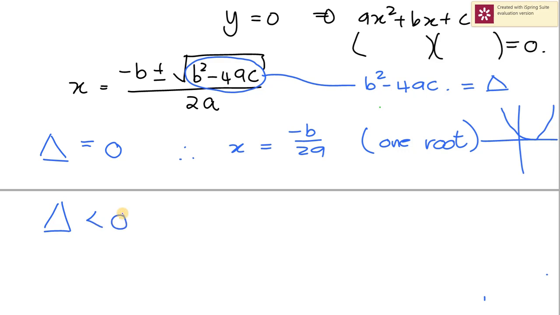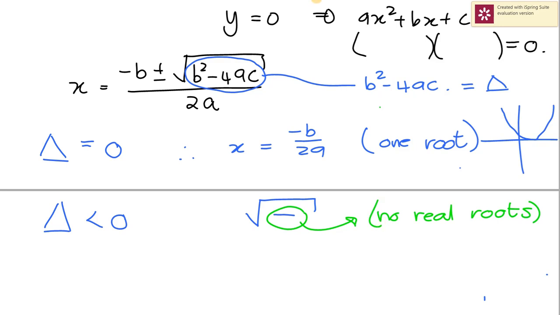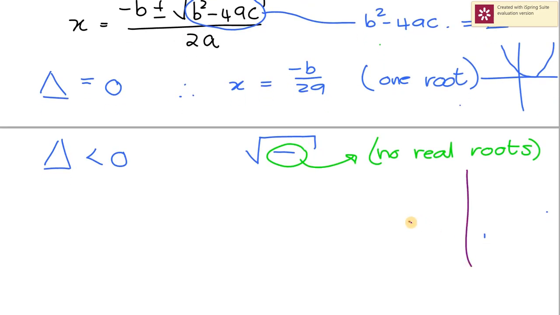If it's less than 0, then underneath this root, I have a negative value over there. This we've also covered. That's not possible. So I have no real roots. In terms of what my parabola looks like, well, it's either going to sit up there or it's going to slide over here. But it cannot cross my x-axis.